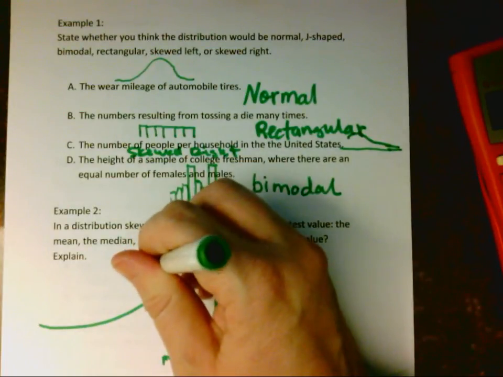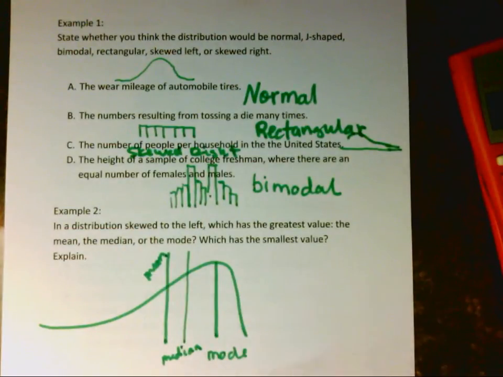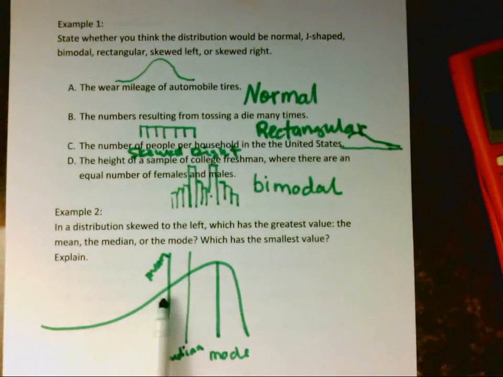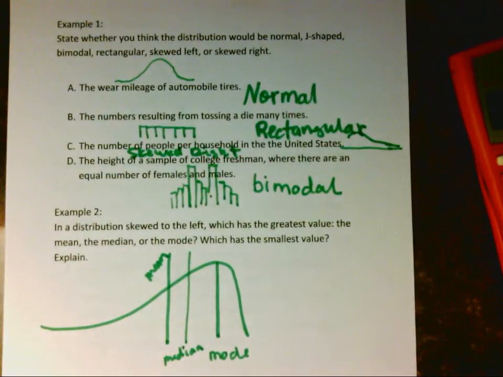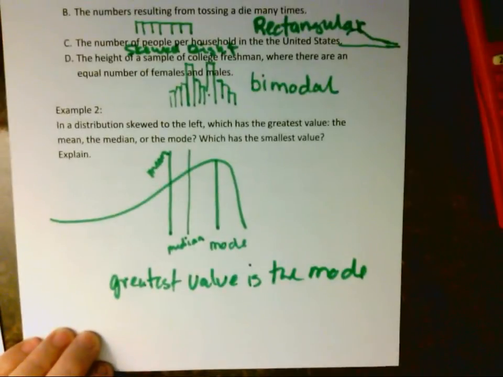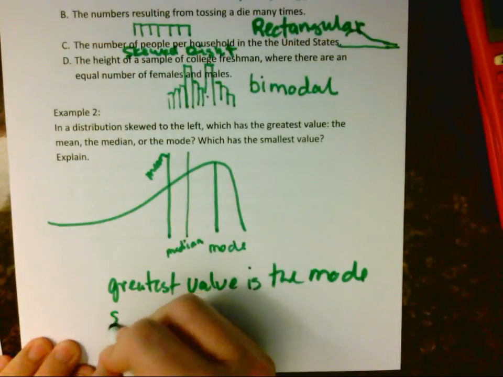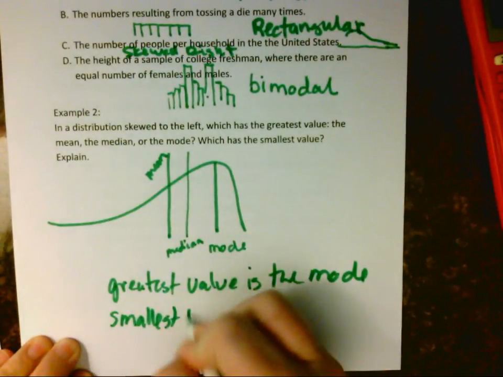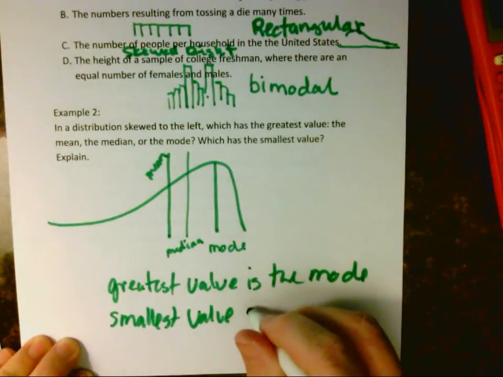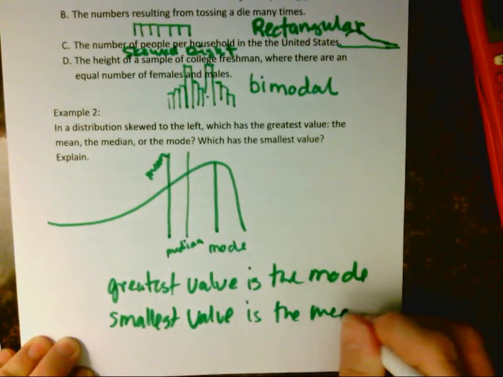And the mean is going to be right down here somewhere. I'll call that mean. These values that are way out here in the tail will pull the mean down. Okay. So in this particular problem, it says which has the greatest value. Greatest value is the mode. Okay, let me tip the camera there for you. And the smallest value of those three is the mean.